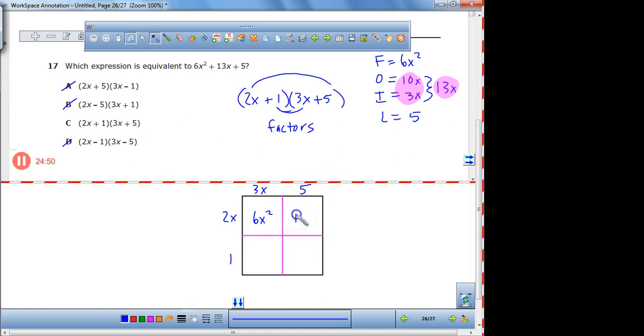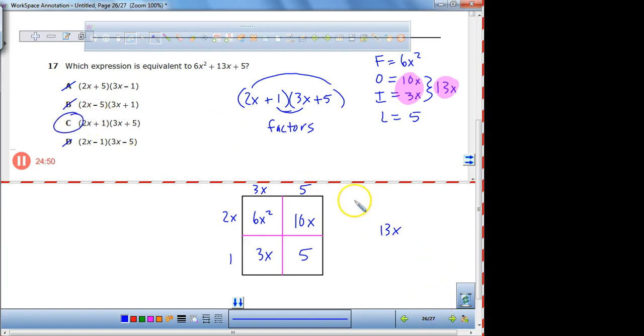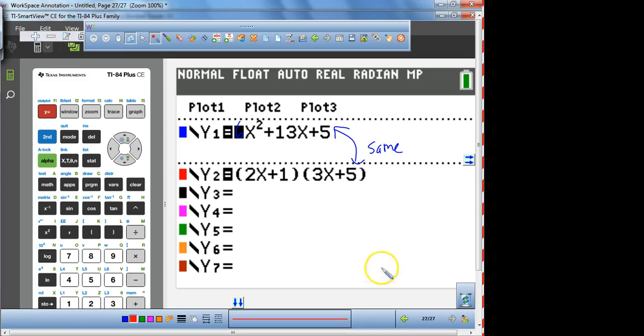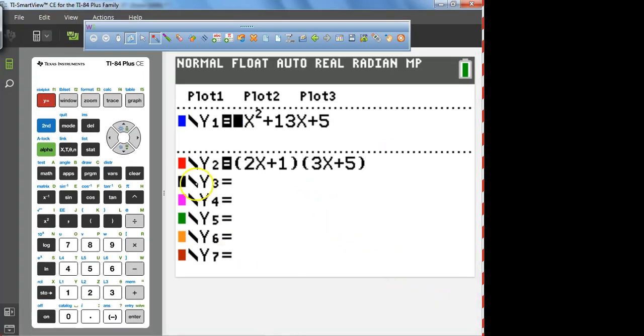So I have 2x times 5, which is a total of 10x. 3x times 1 is 3x, and 5 times 1 is 5. What can you add together right there? You add those together and you get a total of 13x. So that lets you know the answer is C. But if you didn't know how to do all that, what could you do? Put that in y1, and then put this one in y2, and look to see if it traces, which is right here.